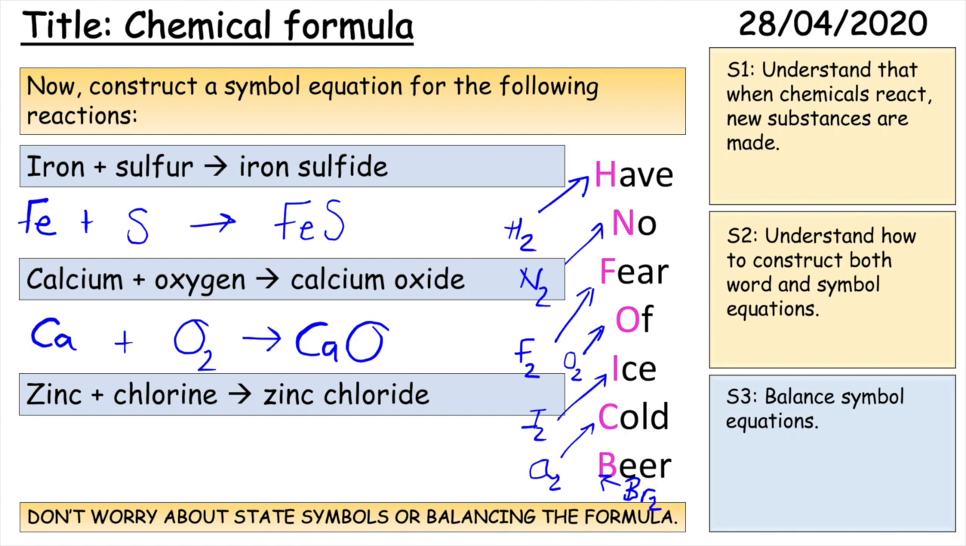And this is really important because look what I put at the bottom here. Don't worry about balancing formula or adding state symbols. I'm not bothered that there's 2 O's on the left and only 1 on the right. That doesn't bother me at this stage, and it shouldn't bother you. We'll look at that next video.